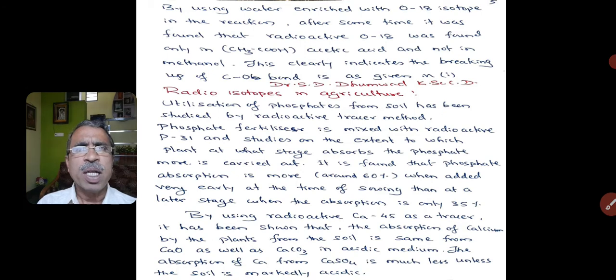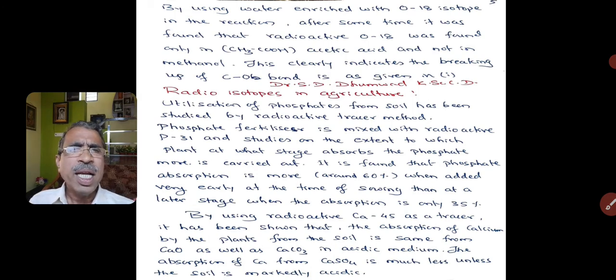Coming to the radioisotopes in agriculture. Utilization of phosphates from soil has been studied by radioactive tracer method. Phosphate fertilizer is mixed with radioactive phosphorus 31 and studies on the extent to which the plant, at what stage, absorbs the phosphate more is carried out. It is found that phosphate absorption is more, around 60%, when added very early at the time of sowing than at a later stage when the absorption is only 35%. This shows that the phosphatic fertilizers should be added in the initial stage, not at the later stage.